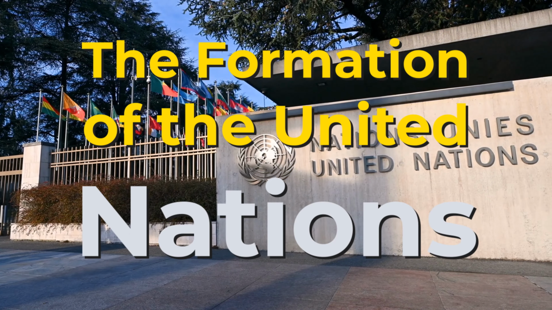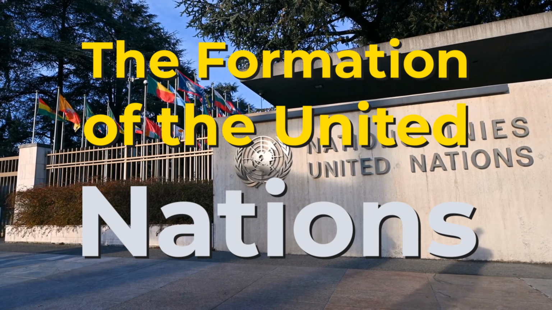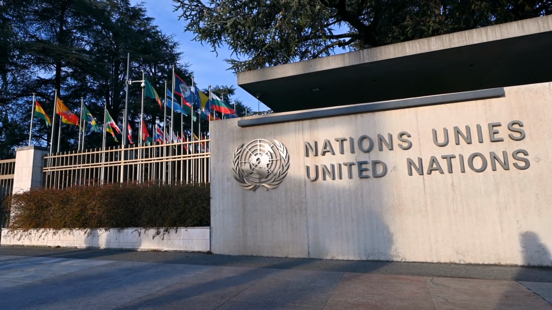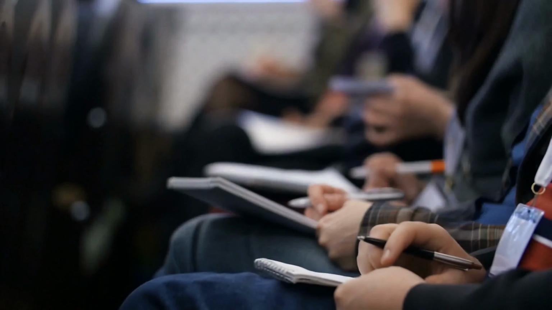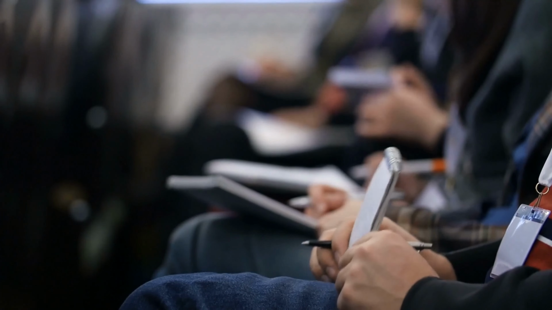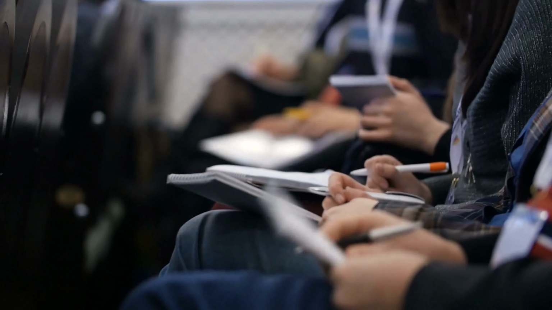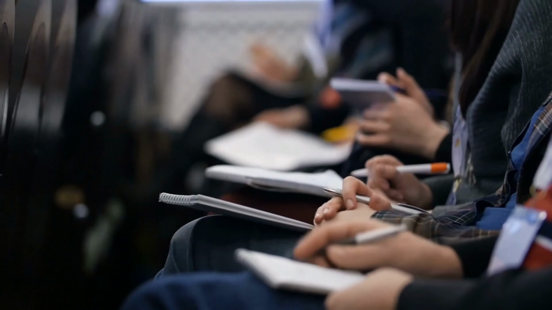How did the UN form? The United Nations was established in 1945 after World War II, aiming to succeed where the League of Nations had failed. 51 founding members signed the UN Charter in San Francisco, committing to prevent future conflicts, promote human rights, and encourage economic and social progress.